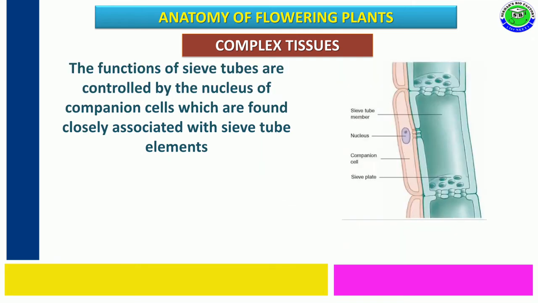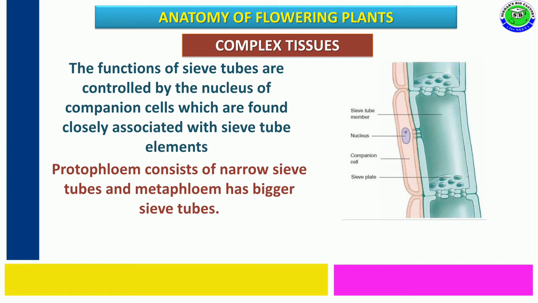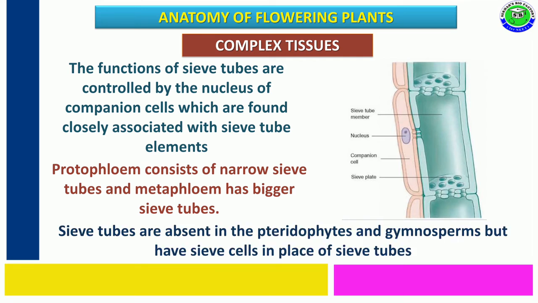The functions of these sieve tube elements are controlled by the nucleus of the companion cell, because the sieve tubes are closely associated with companion cells. Protophloem consists of very narrow sieve tubes, and metaphloem consists of bigger sieve tubes. Sieve tubes are generally absent in pteridophytes and gymnosperms. Instead of sieve tubes, these plants have sieve cells in the phloem tissue.